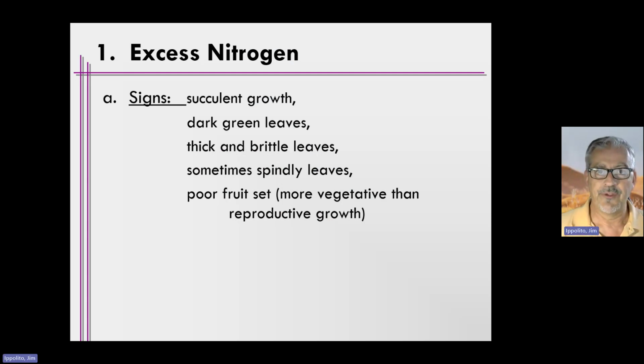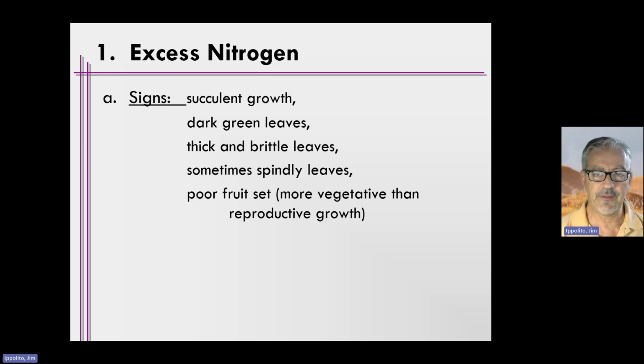What happens to plants in the presence of excess nitrogen? So there are some signs that you can observe. For example, you have typically succulent growth. You actually have more growth, more vegetative growth. The leaves simply look darker in terms of green. Sometimes the leaves are thicker and they feel just more brittle.